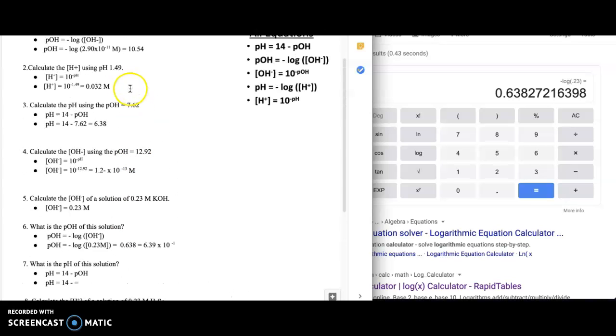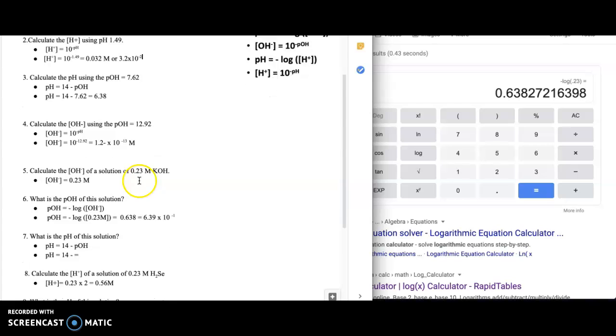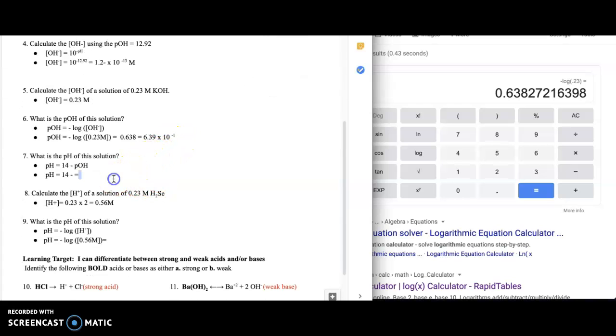And similarly up here, this could also be presented, so I'll put or 3.2 times 10 to the negative 2. Both those are acceptable. What's the pH of the solution?